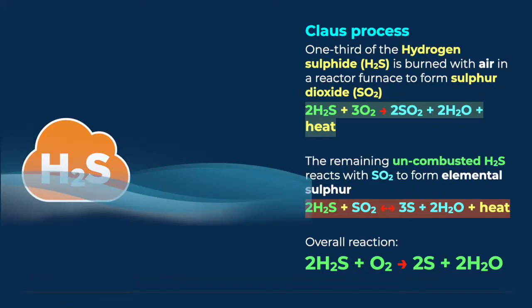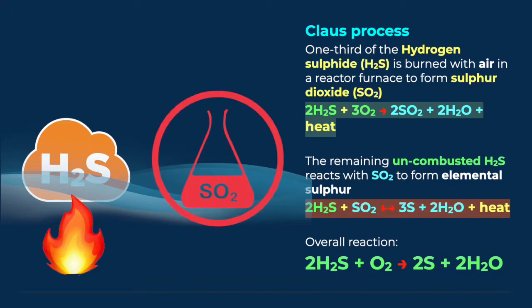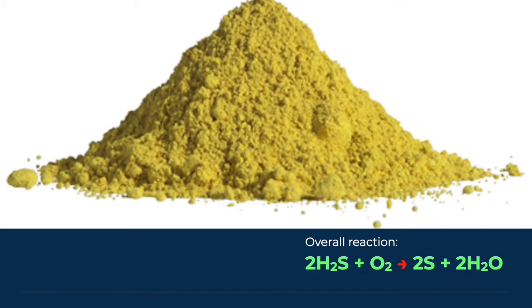In the Claus process, one-third of the hydrogen sulfide is burned with air in a reactor furnace to form sulfur dioxide. Here is the reaction for the process. The remaining uncombusted hydrogen sulfide reacts with sulfur dioxide to form elemental sulfur. The overall reaction is 2H2S plus O2 gives 2S plus 2H2O.